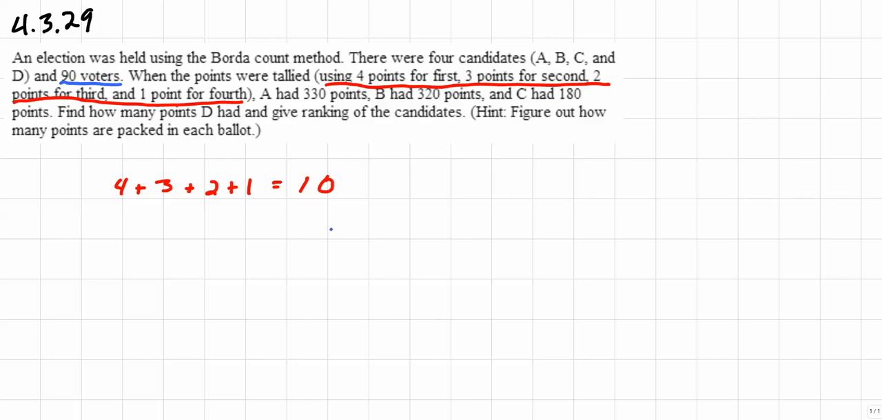So we're going to take the number of Borda points, which is 10, and we are going to go ahead and multiply that by the number of voters, which is 90, and we will get 900. So this right here is the total Borda points available.